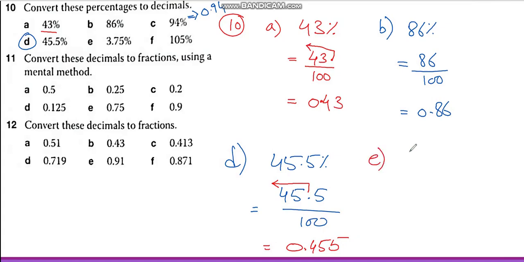Let me do E part, it's 3.75%. Meaning we can divide 3.75 by 100. And if I shift the decimal point 2 digits backward, there is only 1 digit over there. So I can put 1 extra 0 before 3, and then I can put the decimal point. Like I can just write 0375, and I can put a point over there that will make it 0.0375. Now let's proceed to question number 11.